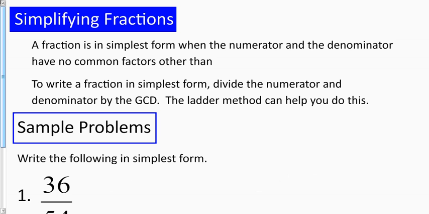Let's take a look at simplifying fractions. A fraction is in its simplest form when the numerator and denominator have no common factors other than the number 1. So if 1 is the greatest common factor, then the fraction is simplified. So to write a fraction in simplest form, we divide the numerator and denominator by the greatest common divisor. And the ladder method helps us do this.